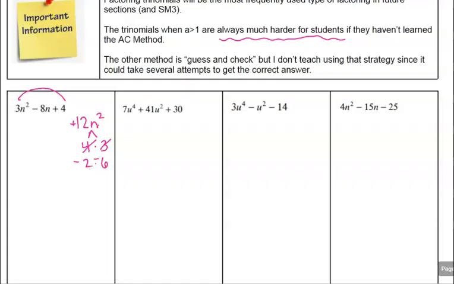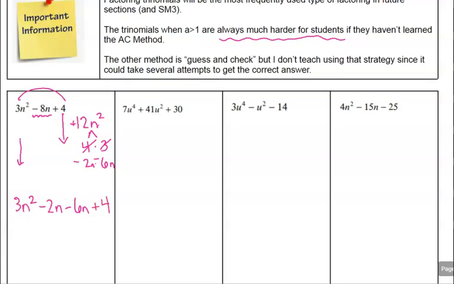We also need to split up the n squared. So remember, we're going to rewrite that middle term. So bring down the 3n squared. And instead of negative 8n, I'm going to write my two factors in either order. It does not matter. And then we're going to bring down the 4.